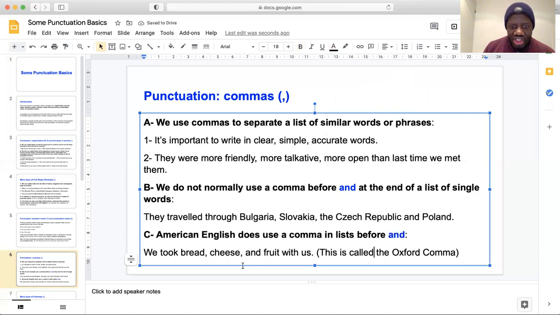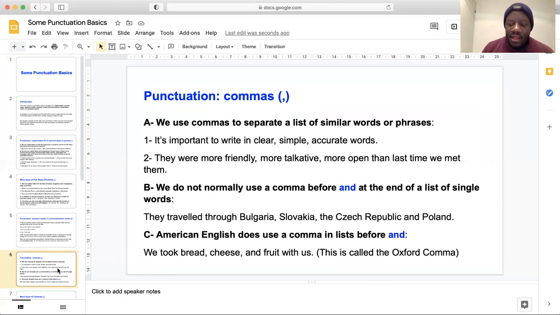We took bread, cheese, and fruit with us. I'm a strong fan of the use of this comma. I can only remove it maybe when I'm sending something to a journal or to a publishing house whose editorial policy and style manual deliberately and strongly goes against the use of this. But I prefer this because usually it removes ambiguity, particularly when you want to make sure that everything is stressed as being separate from the other, even though you've listed them together.